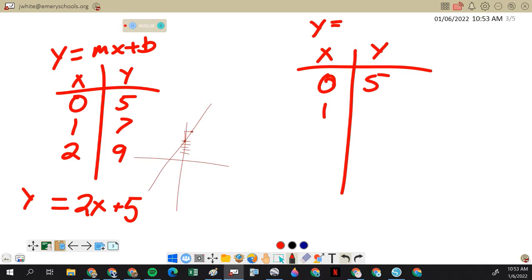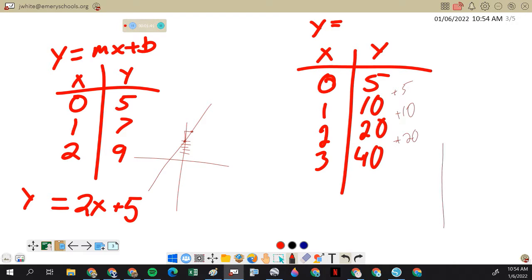So day 1, there would be $10. Day 2, there would be 20. Day 3, there would be 40. Right? And notice, the first day I gained $5, and the second day I gained $10, and the third day I gained $20. What is that graph going to look like? It's going to look like this. That is an exponential graph. Okay? What would the equation be?